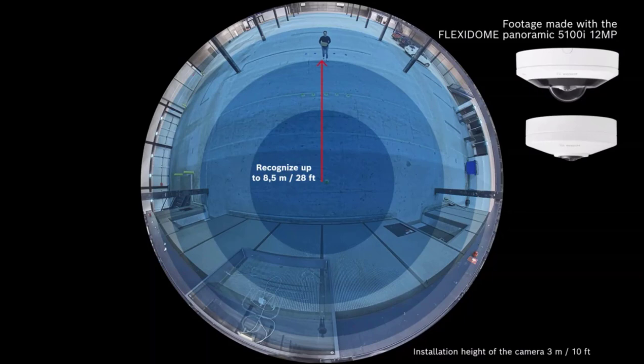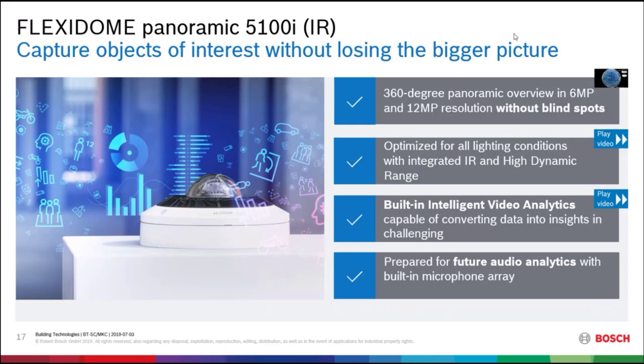And as you can see, there's enough pixels on target throughout the entire image for our analytics and AI to actually work and to address any objects. Now we'll talk about the IR. This is something we haven't had in panoramic.